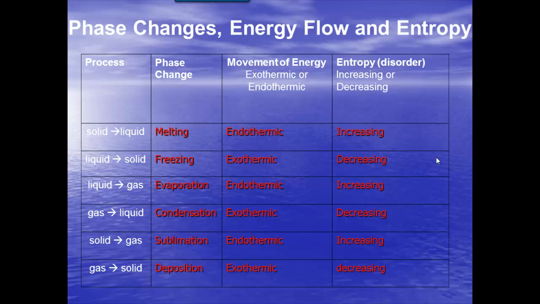And finally, those processes that are more unusual, from a solid to a gas, is sublimation. We have to add energy to make this process happen, so it's endothermic, and if we're adding energy to those molecules, they're going to become more disordered, so entropy increases. And then deposition finally is the opposite of sublimation, so the movement of energy is exothermic, and the entropy decreases because we're going from a gas to a solid.